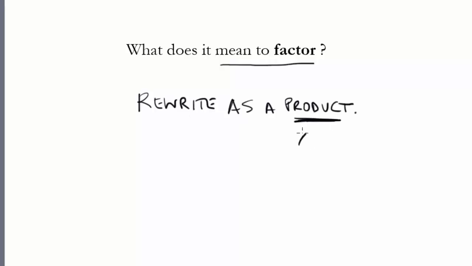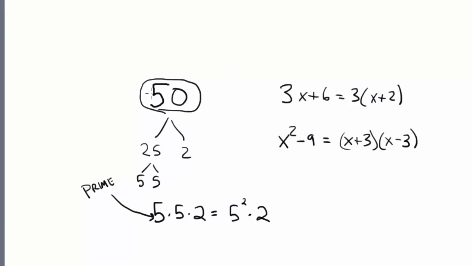And we know product, right? Here we're talking about multiplication. So to factor an expression or a number, it's just rewriting it as a product. So let's take a look at what we did here, right? We rewrote the number 50 as multiplication. We rewrote 3x plus 6 as 3 times x plus 2. We rewrote x squared minus 9 as x plus 3 times x minus 3. So there's this multiplication that's in common with all these examples of factoring.